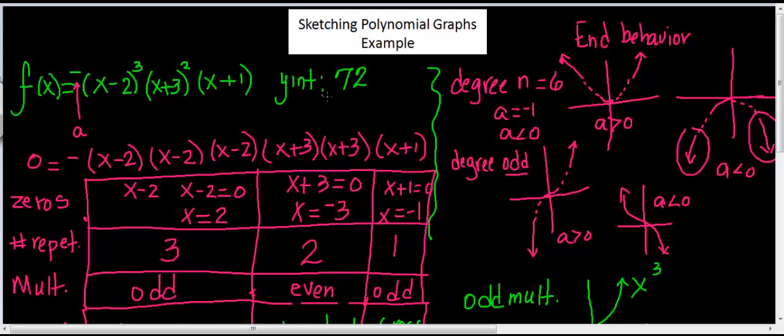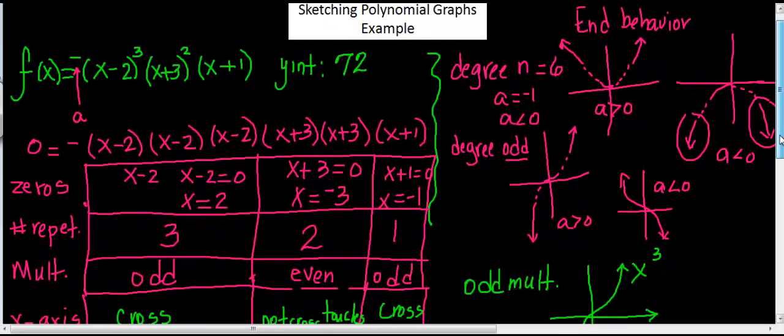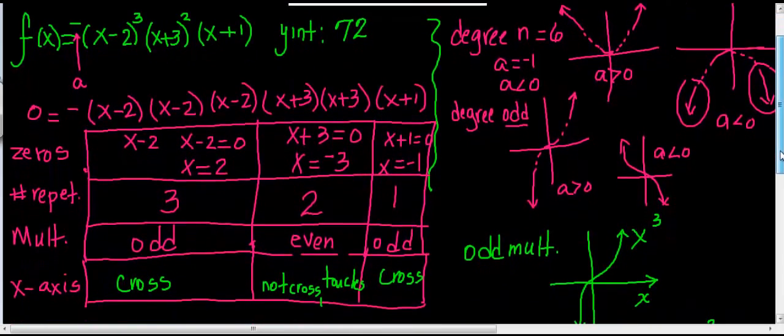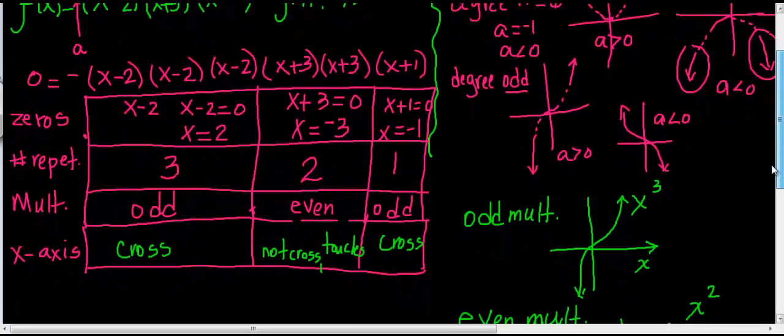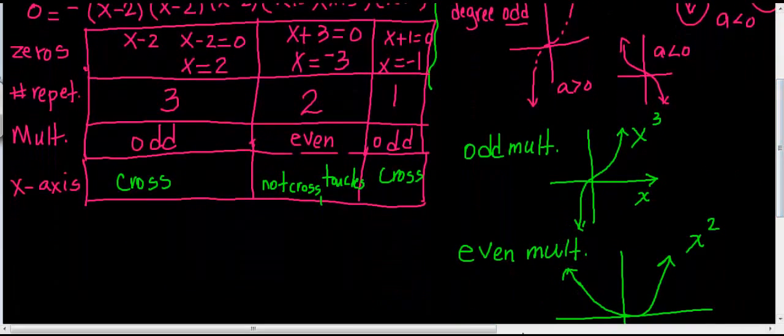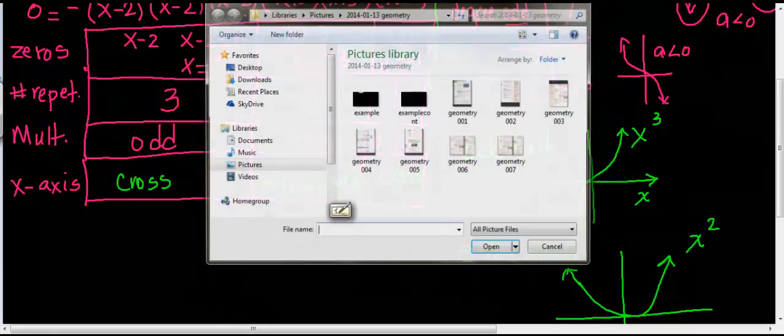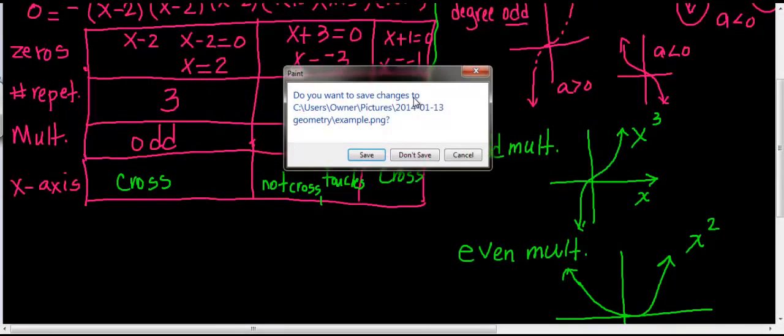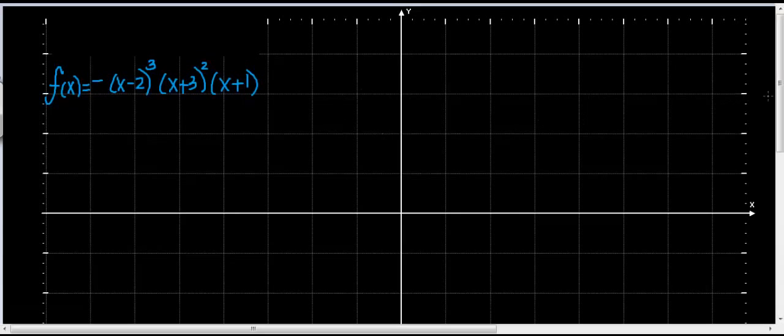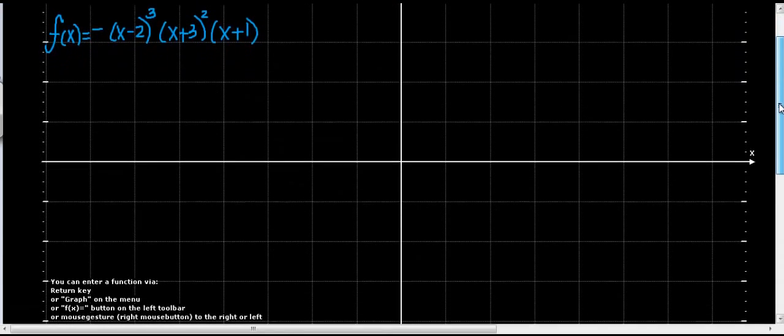So remember that our intercept is 72 and that we found it by multiplying all the constants times that -1 that we have here in front. Okay? So now I can go and start sketching this, having all this information on the zeros and the y-intercept. So let's go ahead and do that. Let me open my other file. Right here. Here's my graph paper.